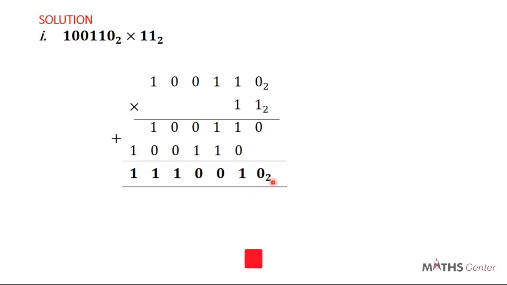Don't forget that we are doing the addition in base 2. So it means that if you multiply 100,110 base 2 by 11 base 2, we are going to have 1110010 base 2.